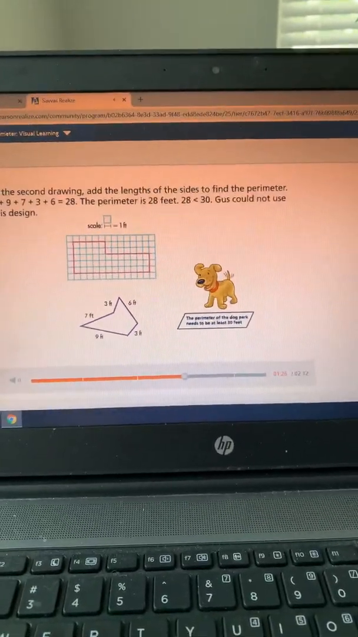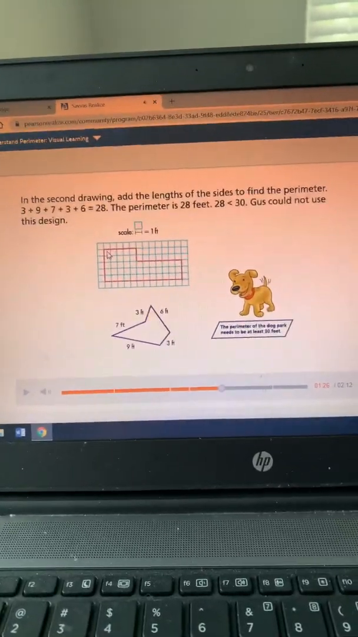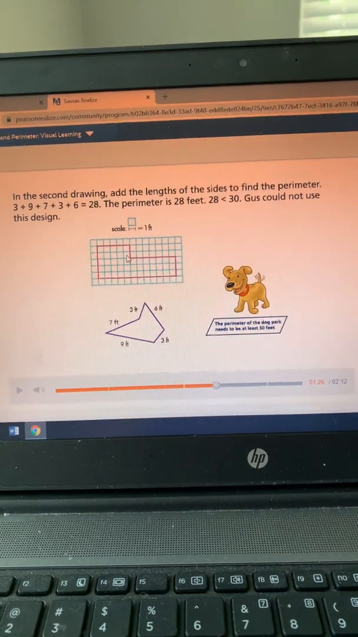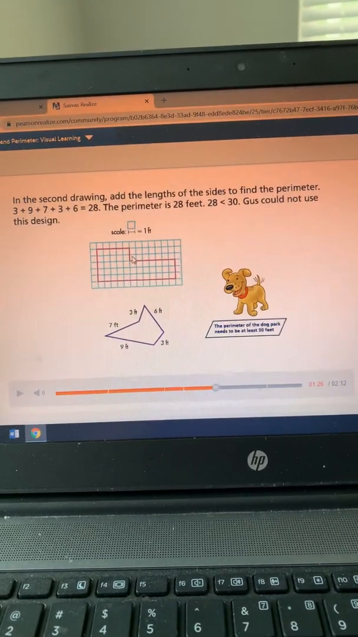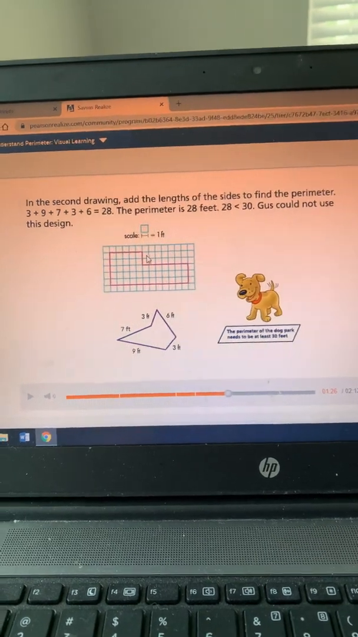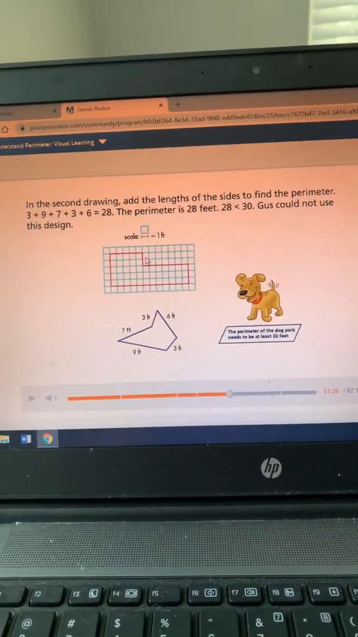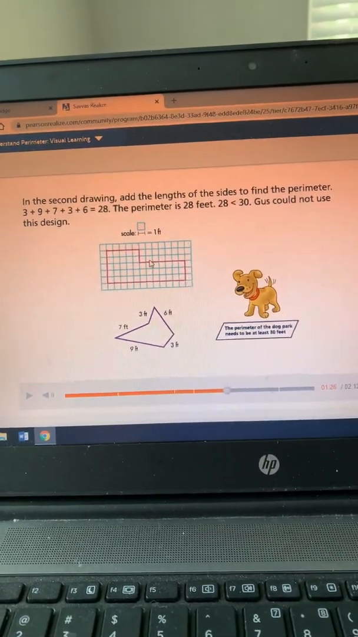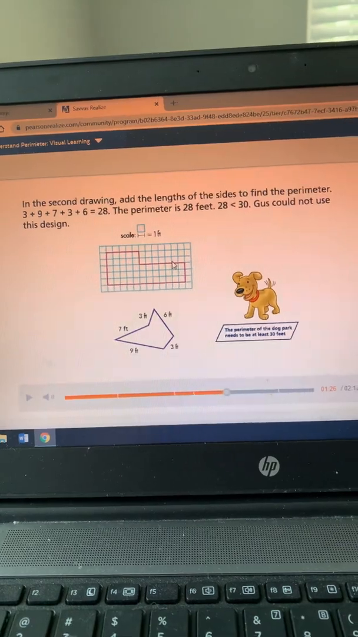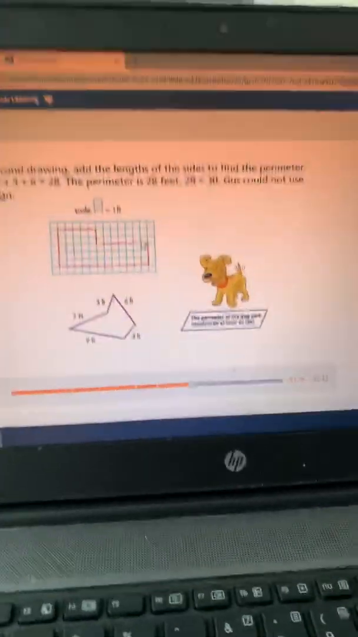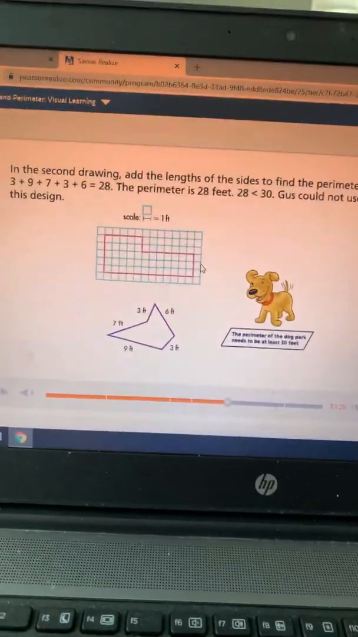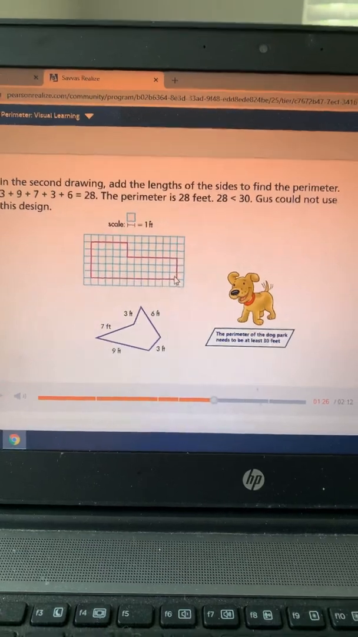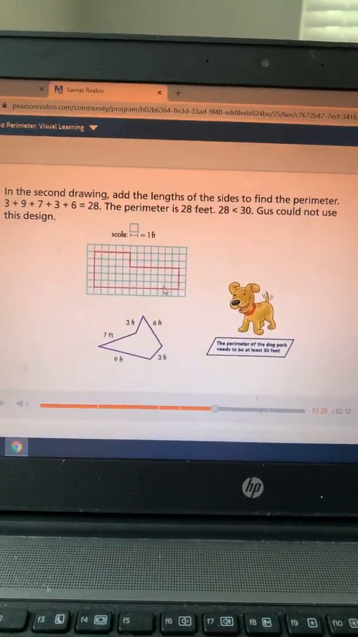So boys and girls, here's how he got 34. He counted 1, 2, 3, 4, 5, 6, 7. So it's 5 up here, plus 2 here, because there's 2 boxes here. 1, 2. Then we got to go all the way across here, so we're going to count again. 1, 2, 3, 4, 5, 6, 7. So 5 plus 2 is 7, plus another 7 is 14. Then we have to go down 3. 1, 2, 3. That's 17.